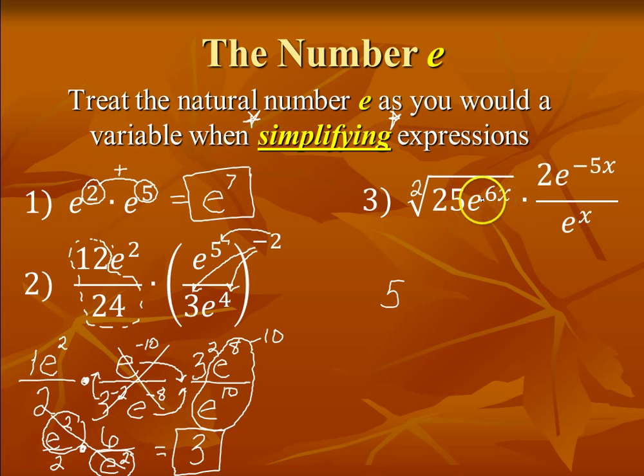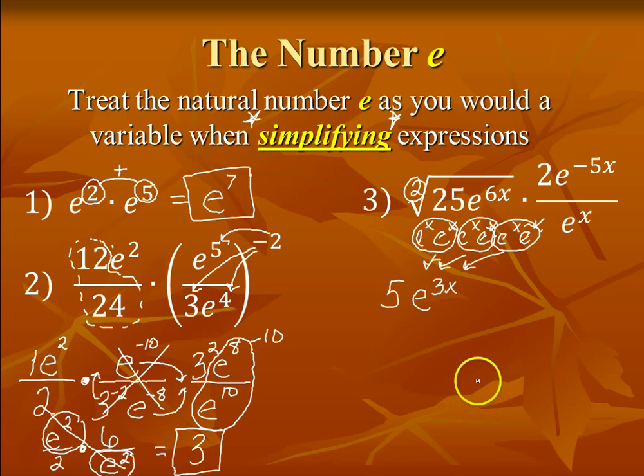Remember, what are we doing here? E to the 6x means I have e to the x how many times? That means I have e to the x 6 times. Since this is a square root, I'm looking for groups of 2. So I have a group of 2, group of 2, group of 2. So I can take my groups of 2 out to the front, which means I have 3 groups of 2. So this is e to the 3x. Now when I take those out, there's nothing left underneath, so the square root's gone.